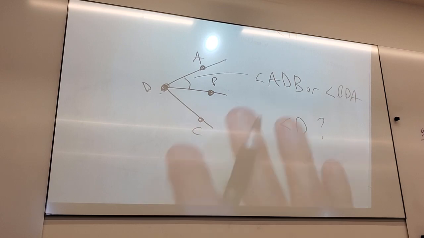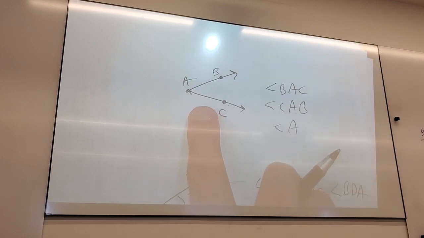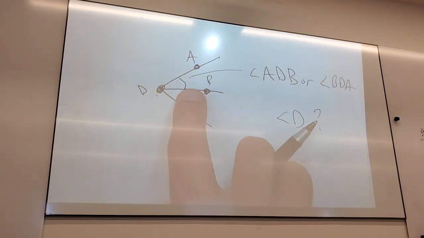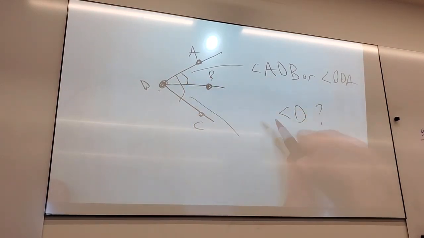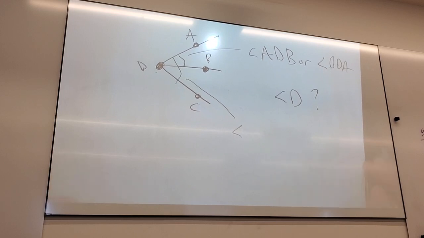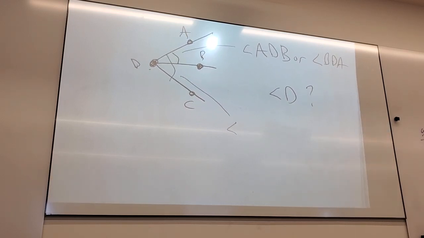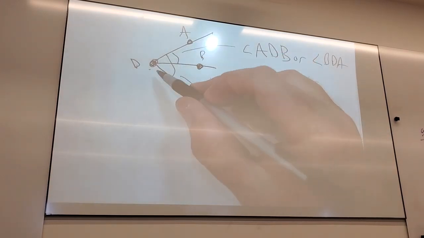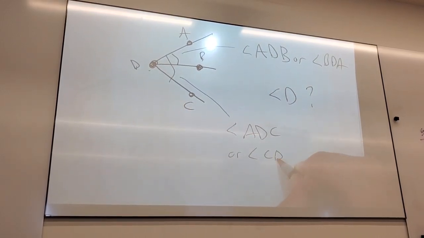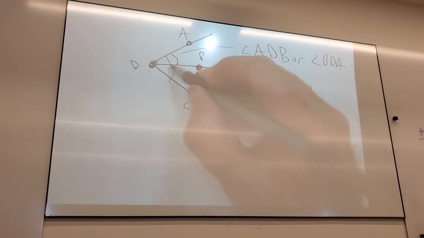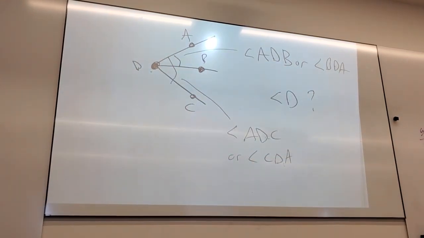Do you guys see that? Right here I could call this angle A, because there's only one possibility for it. Here, angle D could be this, it could be this, it could be this whole thing. What if I want the whole thing? How do I name it? ADC. Or CDA. As long as the middle one is the actual vertex.